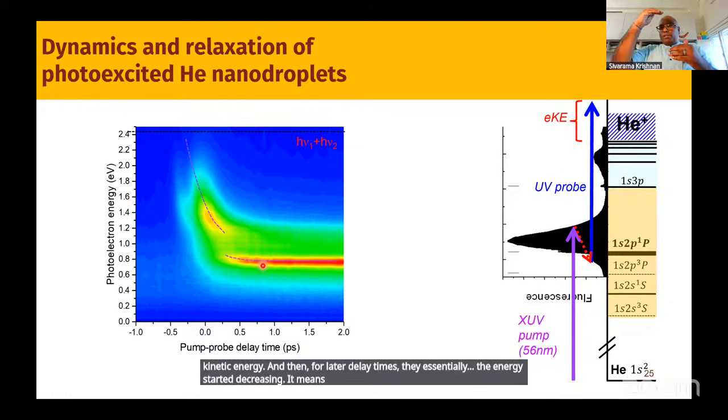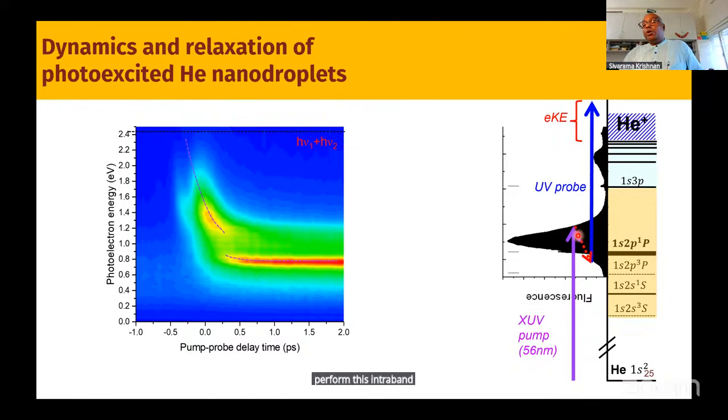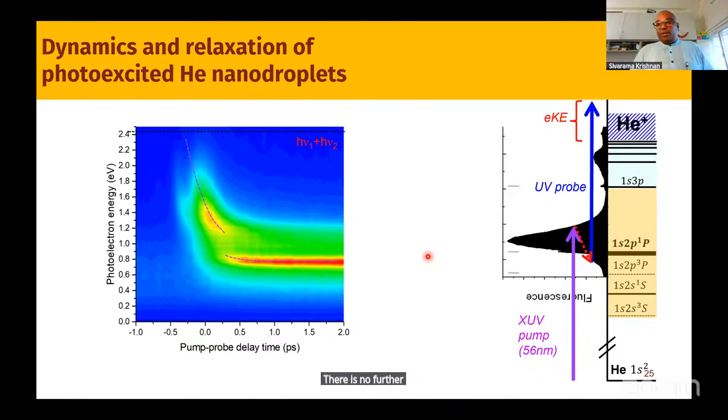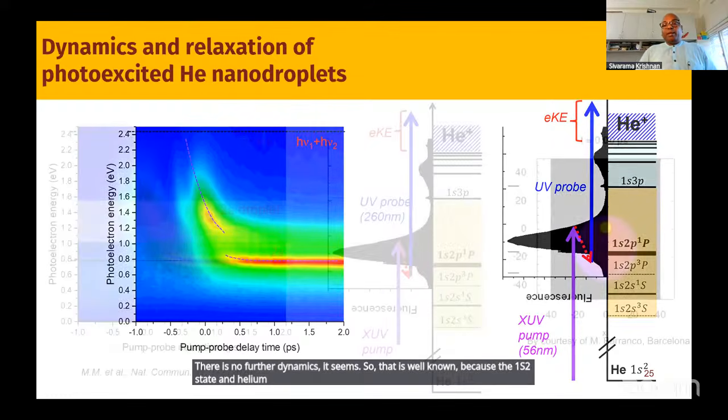It means the electron which was excited has started to perform this intraband transition, going to the lower parts of this band, and here, close to the 1s3p band, the electron seems to be living forever. This contour flattens out here. Okay, so there is no further dynamics, it seems. That is well known, because the 1s2s state in helium is known to be metastable.